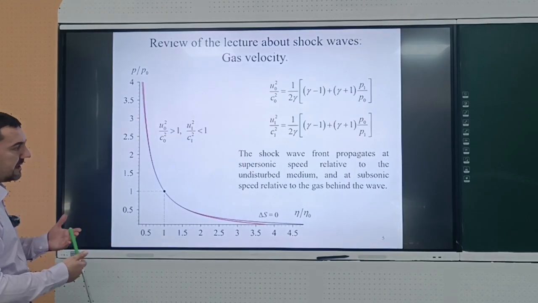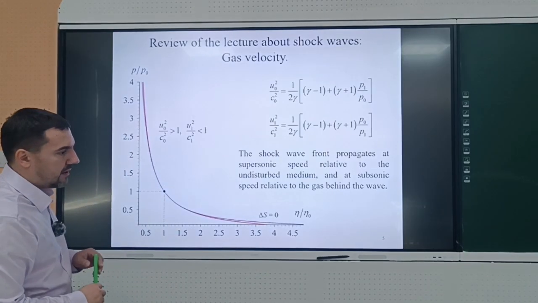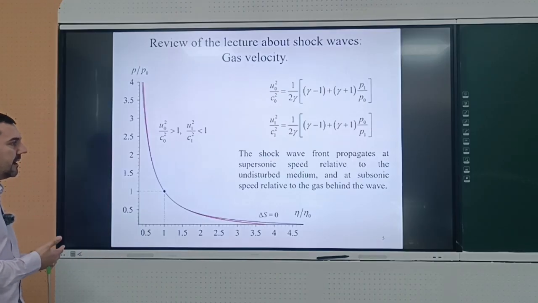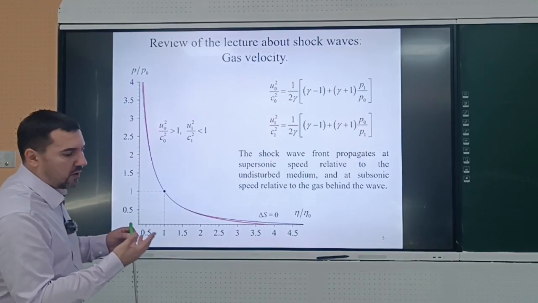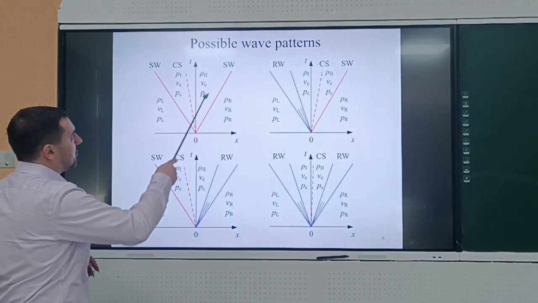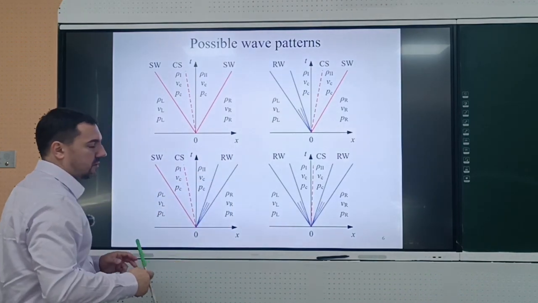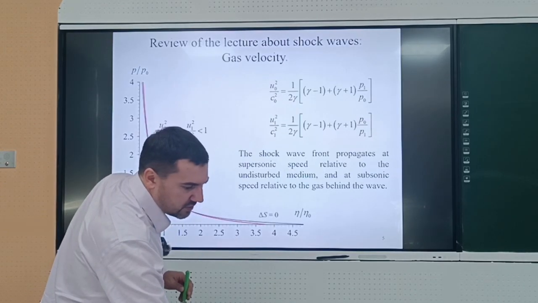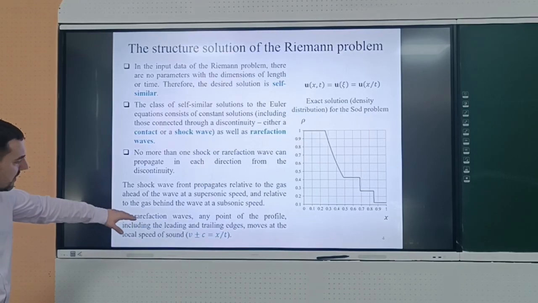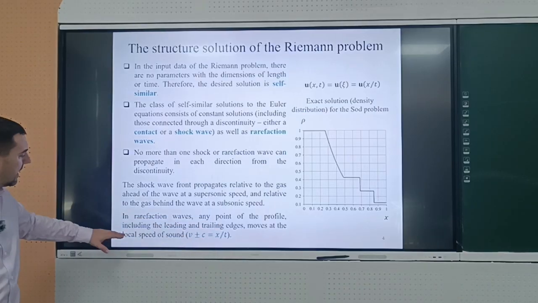So by analyzing the speeds of propagation of waves in the Riemann problem solution, it's possible to show, mathematically rigorously, that only those configurations that we discussed are possible. So one shock to the left, one shock to the right, or one rarefaction wave to the left, and so on. And also it's possible to show that it's impossible to have a rarefaction wave that follows the shock wave, because in rarefaction waves, any point of the profile, including the leading and trailing edges, moves at the local speed of sound.